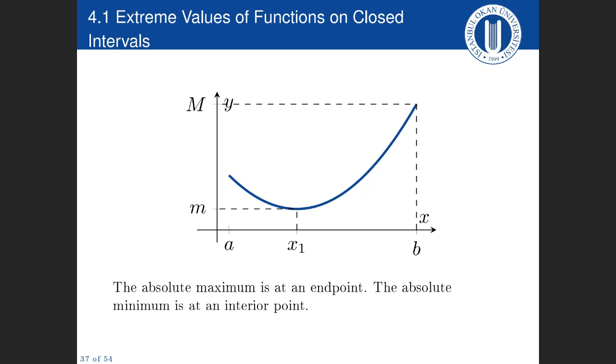The maximum and the minimum, they're either going to be at the left end or the right end, or they're going to be somewhere in the middle. But as long as the domain of our function is a closed interval, we know that the function must have an absolute maximum and it must have an absolute minimum.